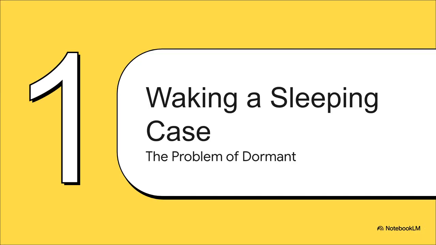Right, so first things first, why do we even have a Rule 389? Well, it's basically the court's toolkit for dealing with cases that have gone dormant, the ones that are just gathering dust. The rule is there to make sure litigation either moves forward or it's finalized. No more cases stuck in limbo forever.